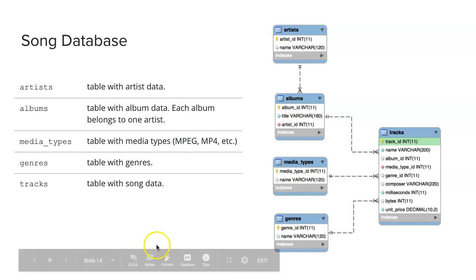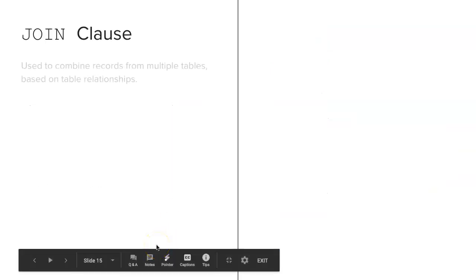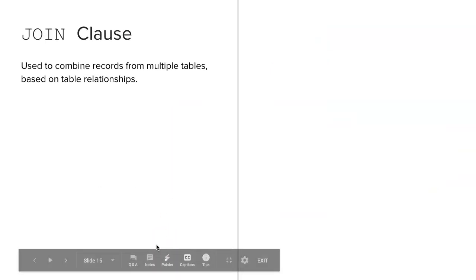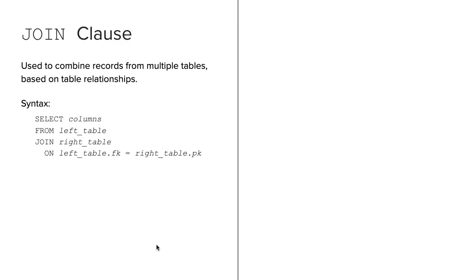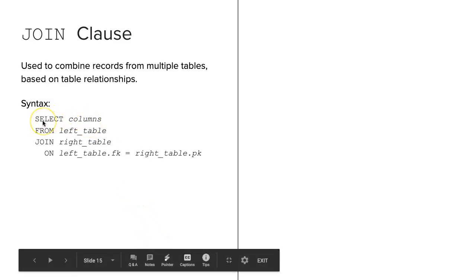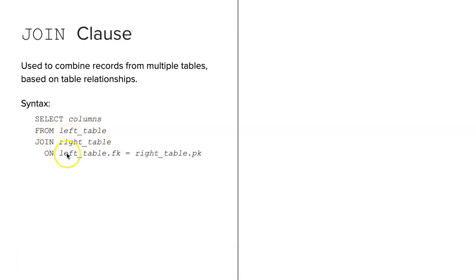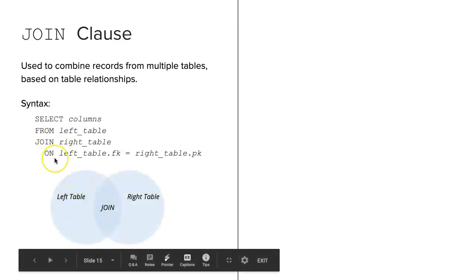Okay, so let's talk about this join clause. Join is used to combine records from multiple tables, and it's based on the relationships. It looks something like this, and we'll try it out. We're still going to use the select word to select columns, and then we need to specify which tables we're joining, combining together. The genre table and the tracks table, for example, we're going to join them together. We're going to be using join and on keywords here.